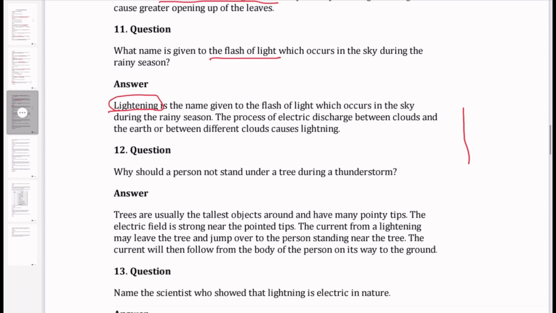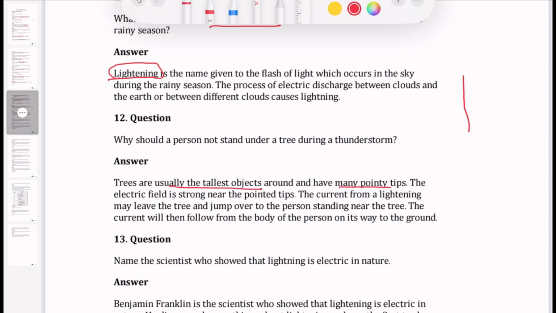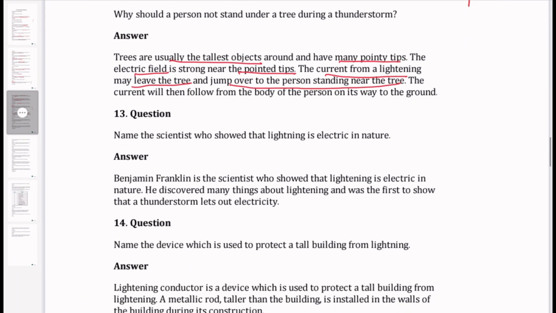Because trees are tall objects and they have a pointed tip. The lightning's electric field is strong near pointed tips, and the current from the lightning will leave the tree and jump over to the person standing near it. That is the reason a person should not stand under a tree during a thunderstorm.